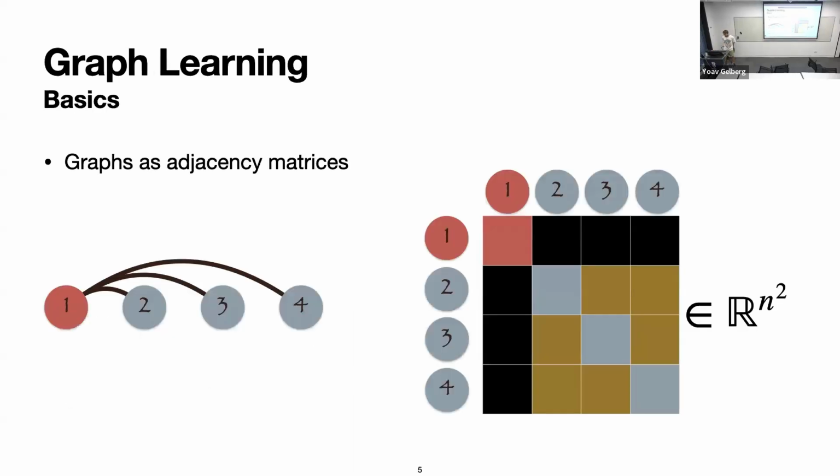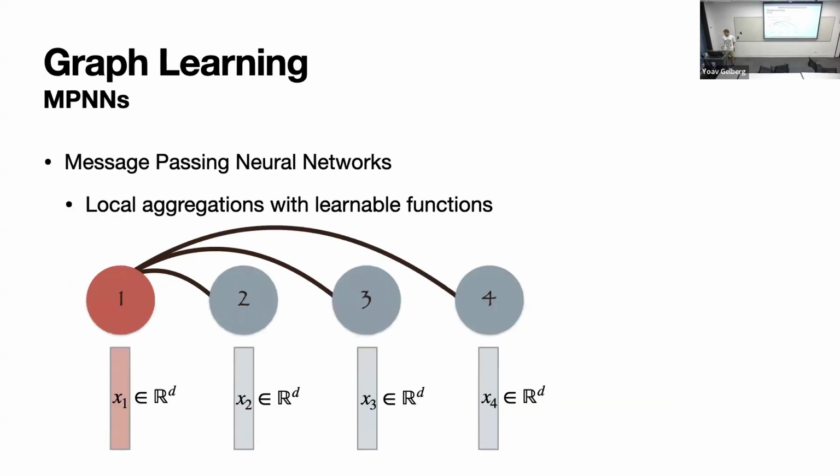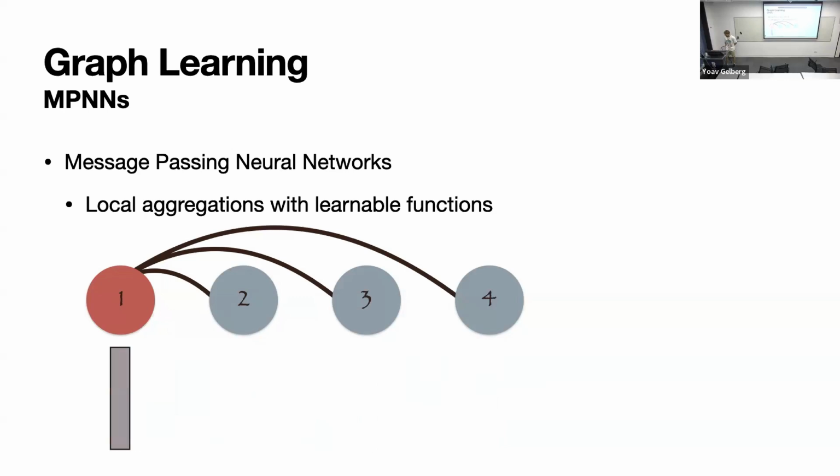Okay, so some basics. What is graph learning? What is a graph? A graph is this object that you see here on the left side of the screen, and it is typically represented as an adjacency matrix that you see on the right. The way people typically do graph learning is by message passing neural networks, which is basically local aggregations with learnable functions. Each node representation is going to be updated by its own representation and the representation of its neighbors. This is going to be one layer.